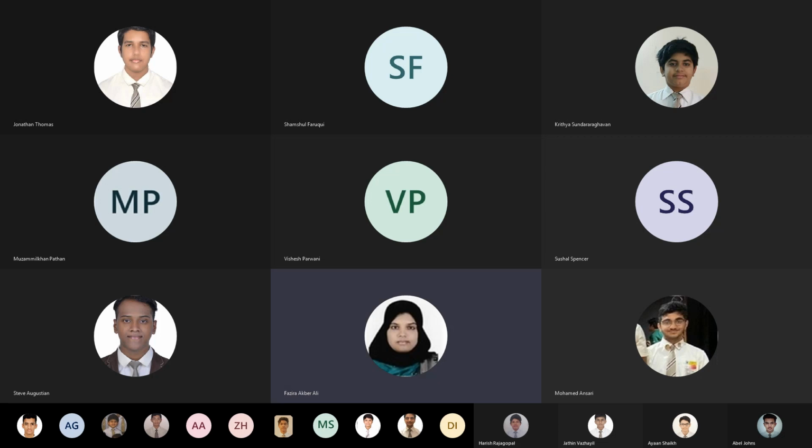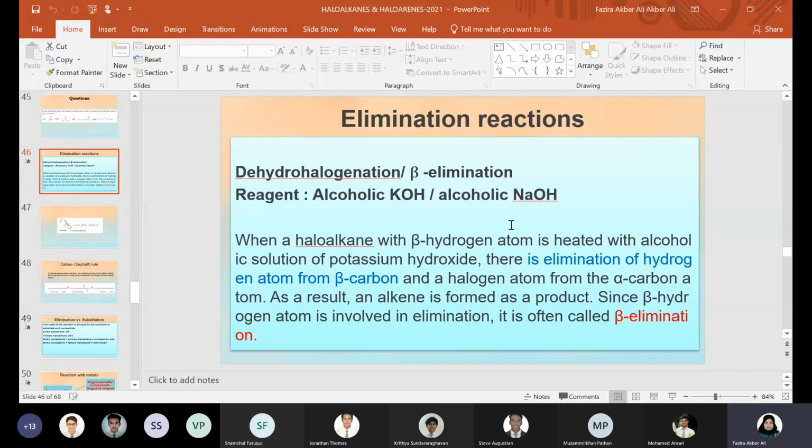Okay, so let us move to the next topic, that is elimination reaction. The reactions of haloalkanes are classified into three. The first one is nucleophilic substitution reaction, and we discussed the mechanism of nucleophilic substitution, SN1 and SN2, along with its stereochemical aspects. Then the second reaction for the haloalkanes is elimination reaction.